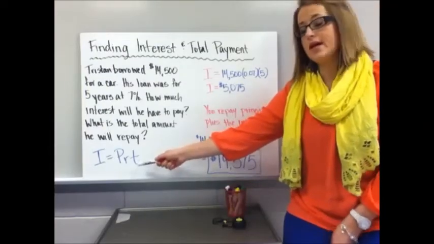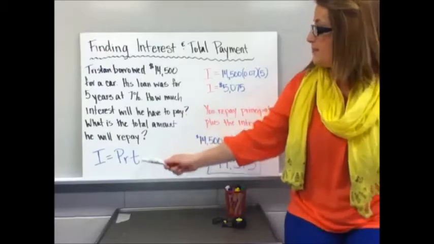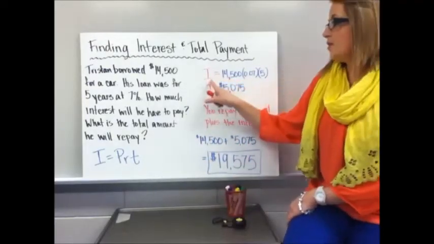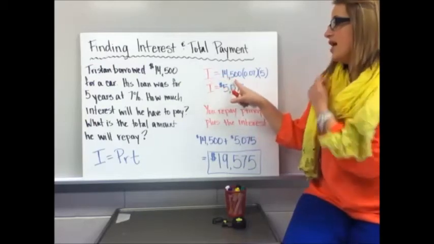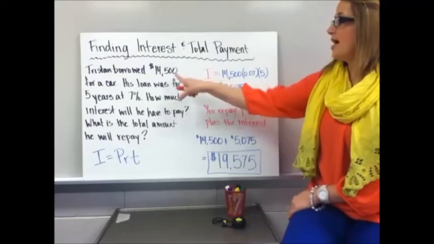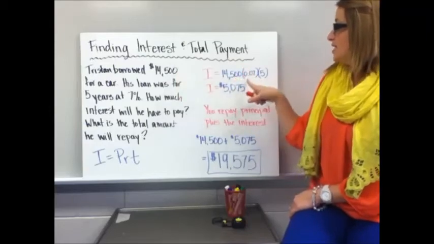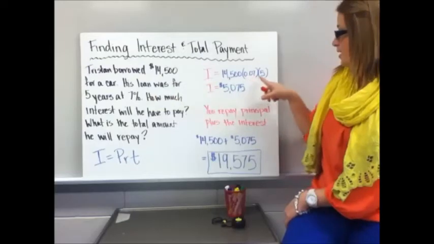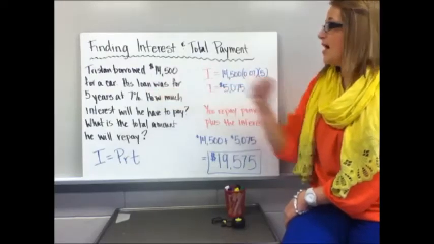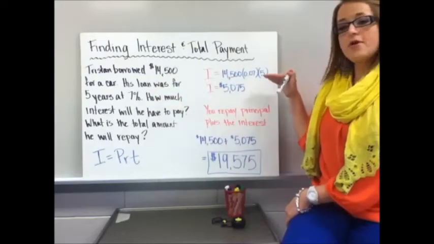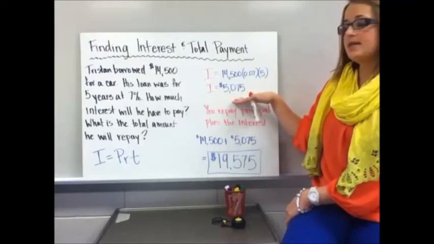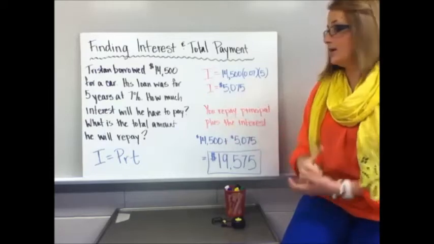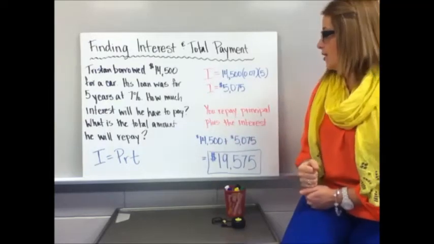We're using that formula. Interest equals principal times rate times time. So we plug it in. We don't know the interest, so that variable remains there. $14,500 is the principal. That's the amount that he borrowed. Times 0.07, that's 7% as a decimal, times the time, which is 5 years. You multiply those three together, you get $5,075. That is the fee that you are paying to borrow the money for that car.